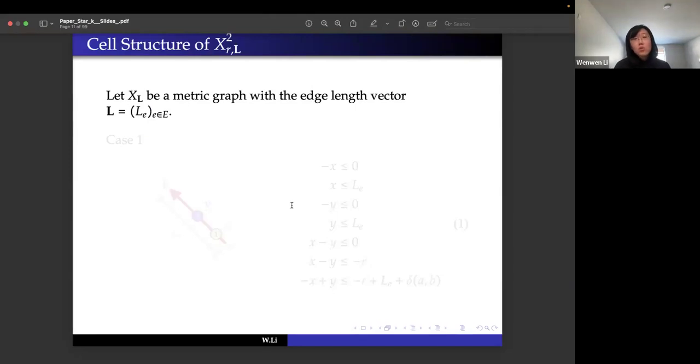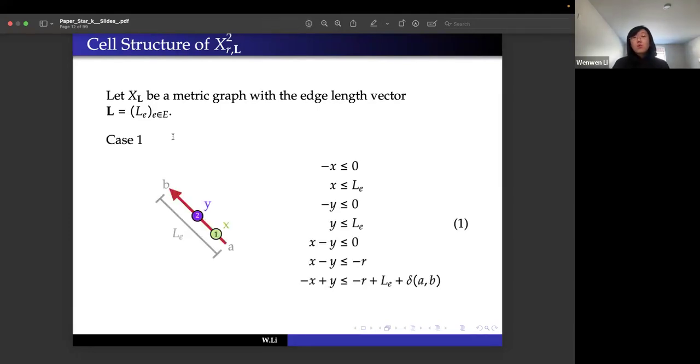There's a way to characterize the cell structure of the second configuration space of a metric graph with restraint parameter R. Because here we only have two robots, we can consider this case by case. There are two scenarios. The first scenario is that the two robots are on the same edge. We can use an inequality system to describe this picture, and we get this inequality system on the right.